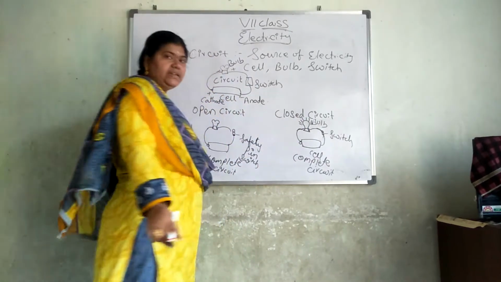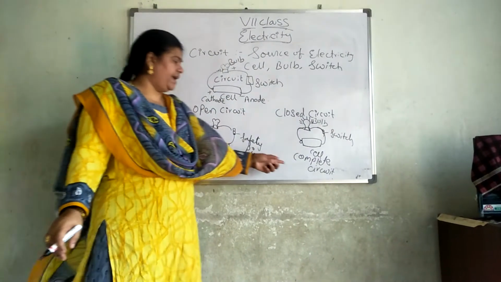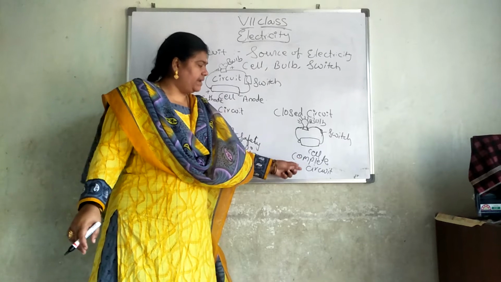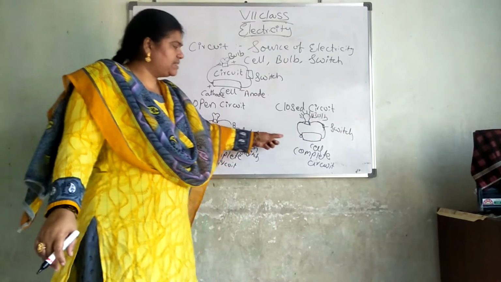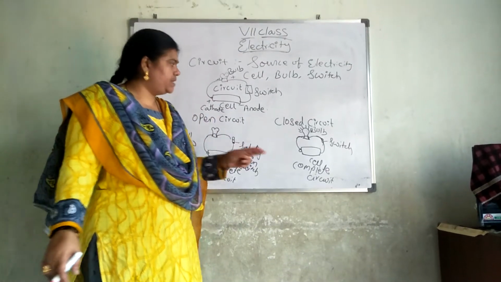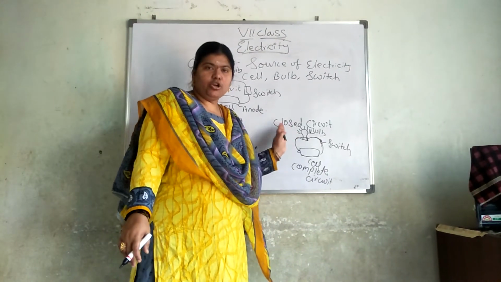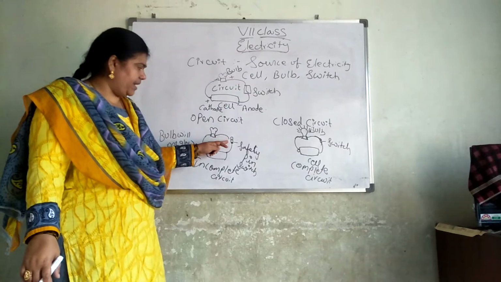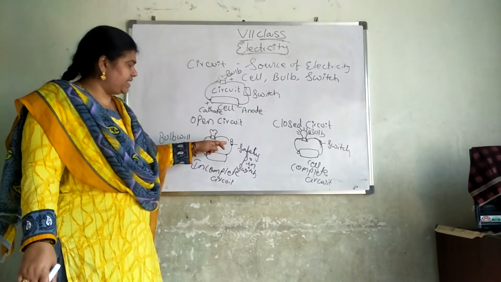Here you can see that the bulb will glow in a complete circuit. If all the connections are given correctly and there is no break in the circuit, we will say it is a closed circuit. If there is a break in the circuit, then we will say it is an open circuit.